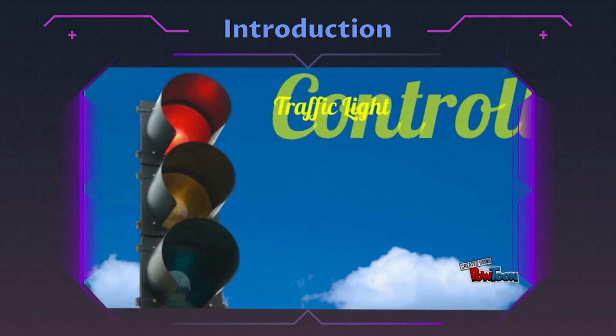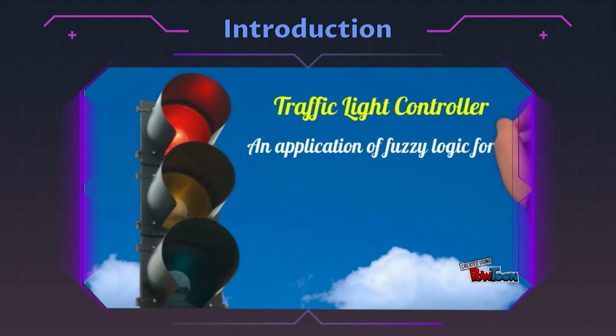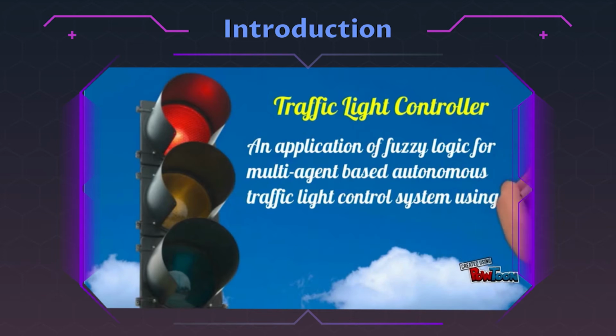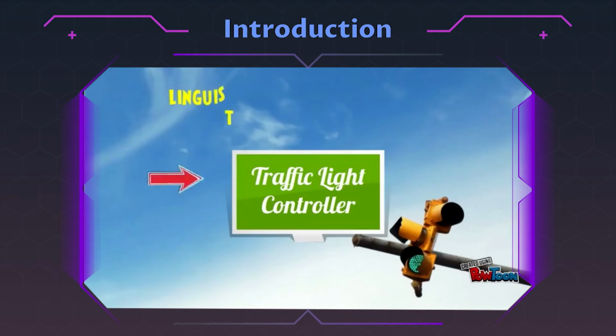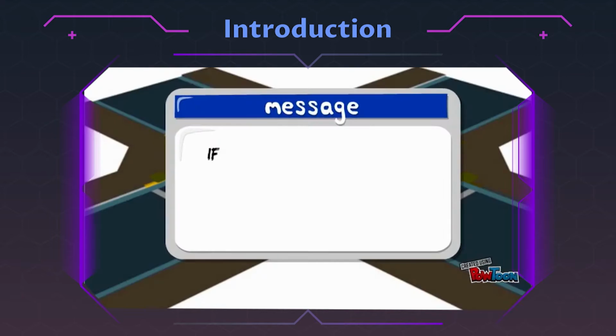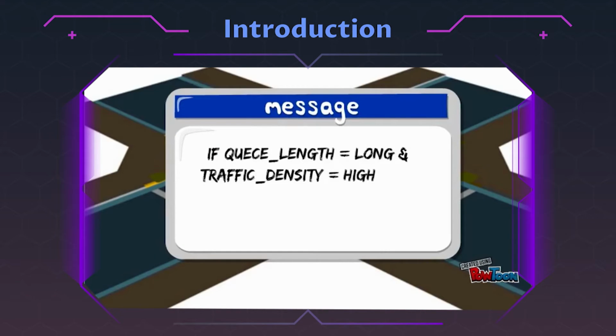First is the Traffic Light Controller. This is an application of fuzzy logic for a multi-agent-based autonomous traffic light control system using wireless sensors. The linguistic inputs for the Traffic Light Controller are queue length and traffic density, while the output is the cars' waiting time. For example, if queue length is long and traffic density is high, then the car's waiting time will become short.